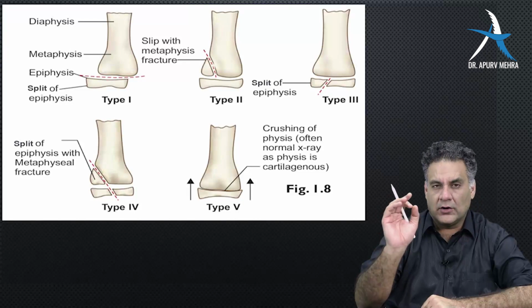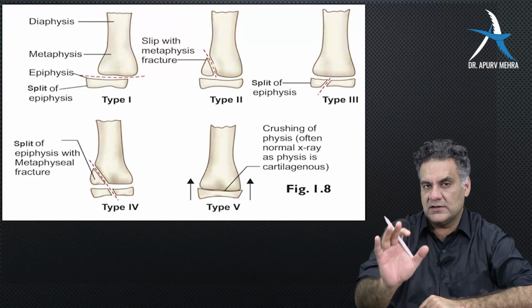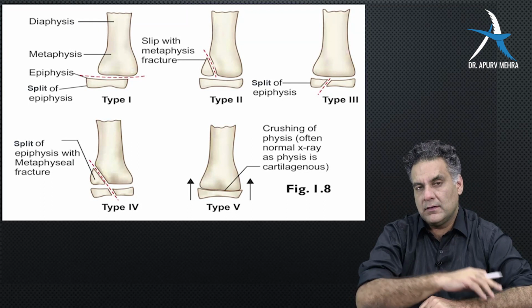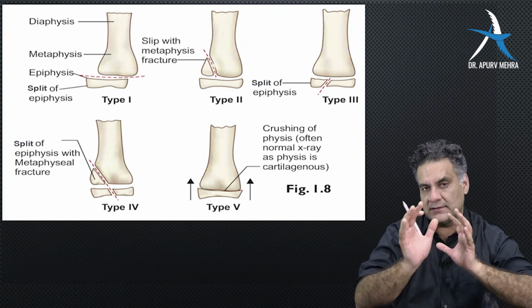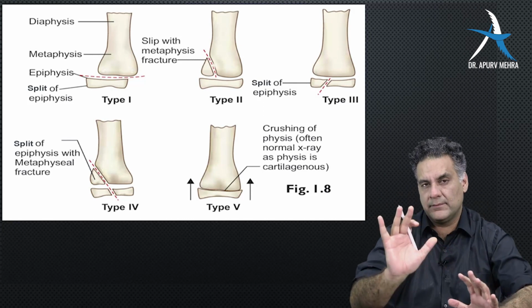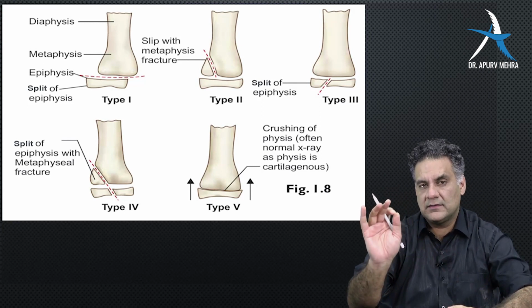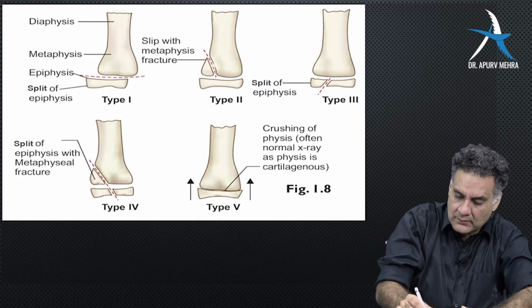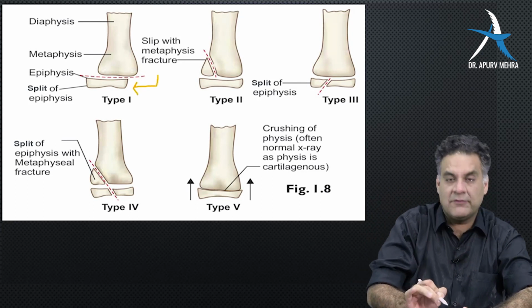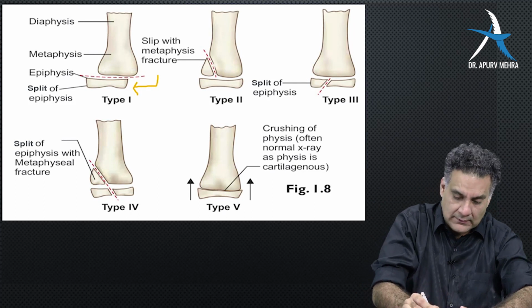Coming to the Salter-Harris classification for growth plate injuries in children, I will tell you a way how to understand this in a simple way. Salter-Harris type 1 is a slip of epiphysis. Type 1.